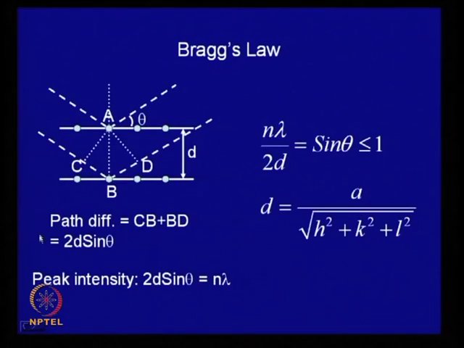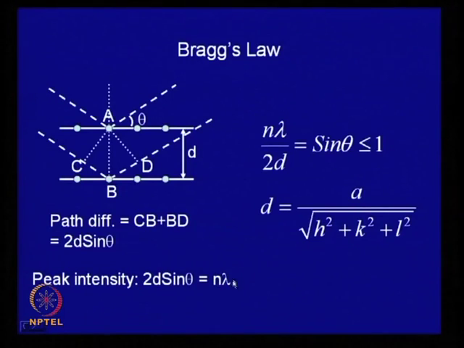So, total path difference is 2d sin theta, and when this is an integral multiple of wavelength lambda, then the waves are in phase, you will get intensity maximum. When they are out of phase, there will be destructive interference. So, in certain directions, certain values of theta, you will get an intense peak, whereas in other values of theta, the intensity of the beam will be minimum, very less.